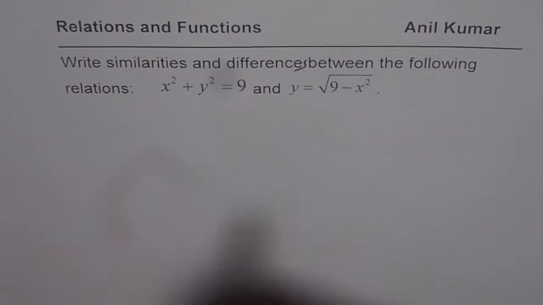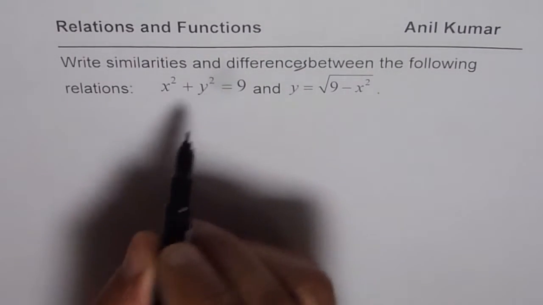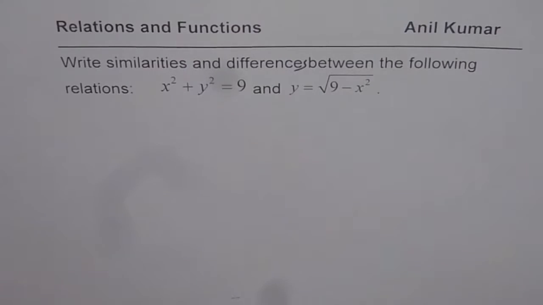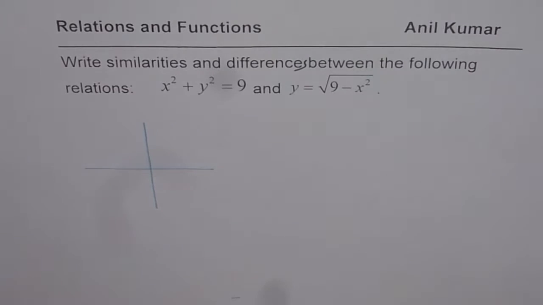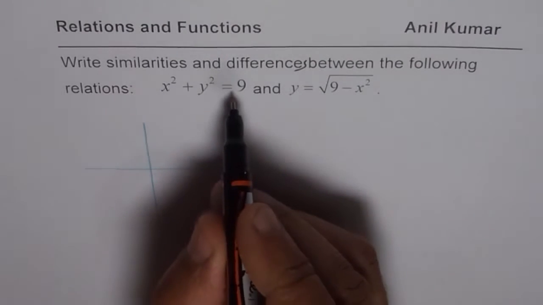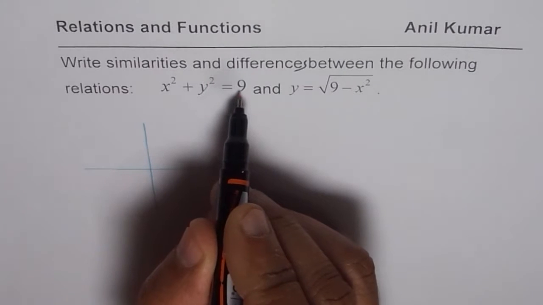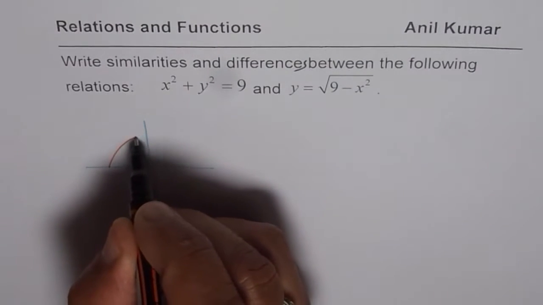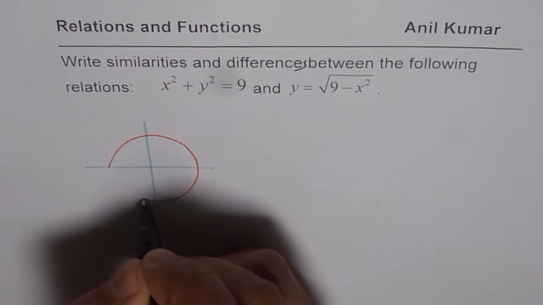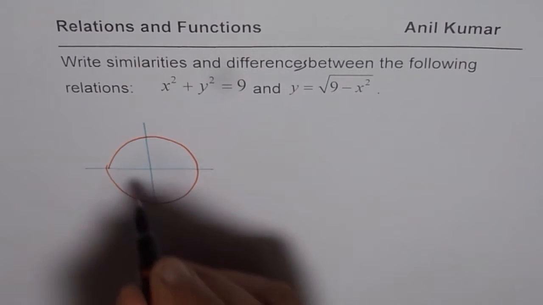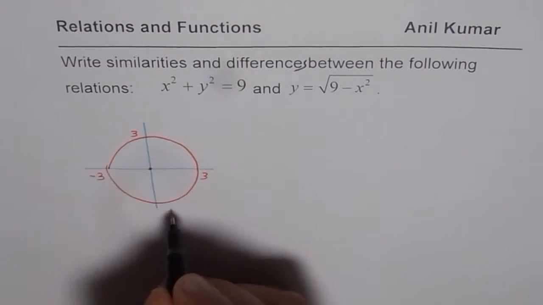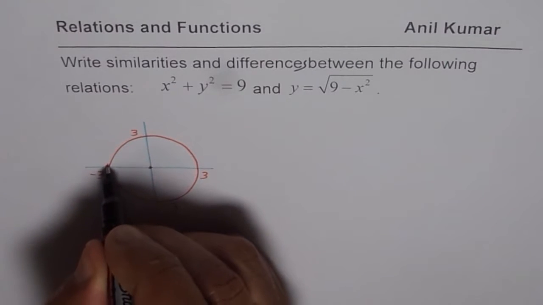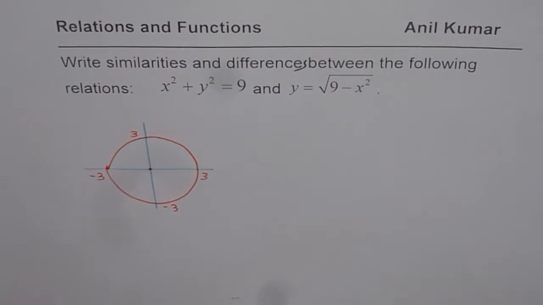Now let's try to analyze this. X squared plus y squared equals 9 represents a circle, right? So we could sketch this. X squared plus y squared equals 9 means a circle of radius 3 units, correct? So it is kind of like this, where every point on this relation is 3 units from the origin. So this is minus 3, this is plus 3, and minus 3. So this circle represents the relation x squared plus y squared equals 9.